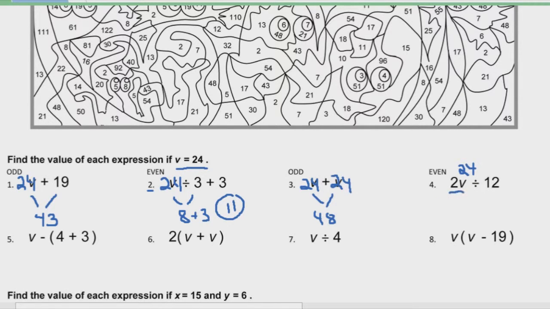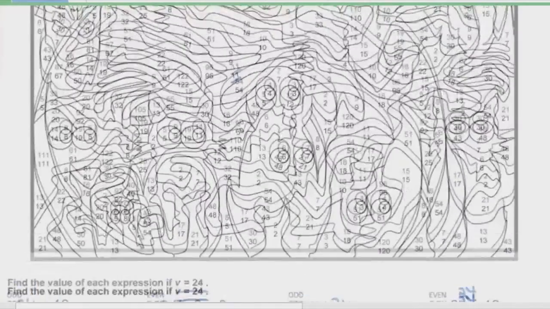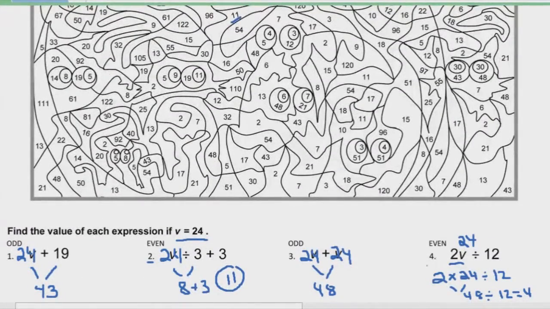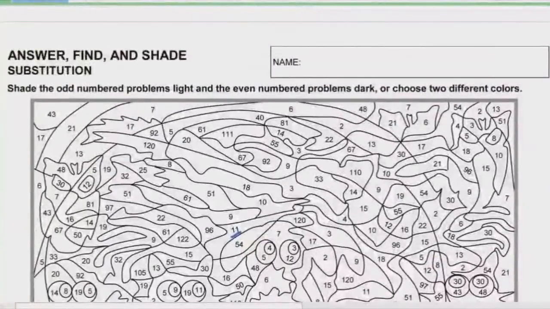So this 2v right here actually means multiplication. So you actually have 2 times 24. And then you're just going to divide by 12, and there you go. Well, 2 times 24 is 48, and then you're going to divide by 12, and you're going to get 4. And if you look up here, since number 4 is an even, we're going to shade it dark.